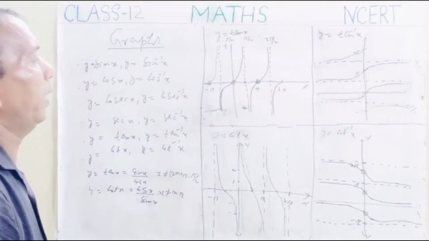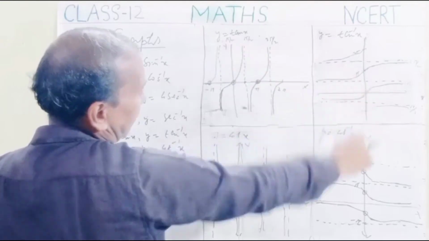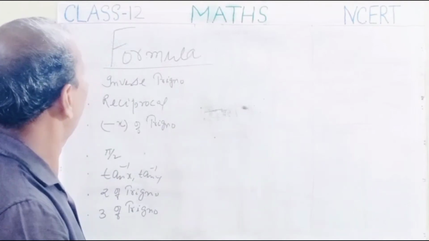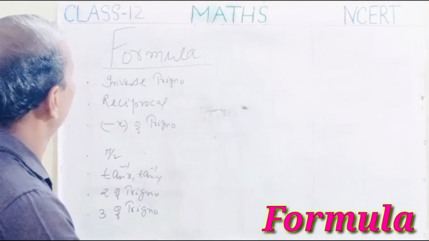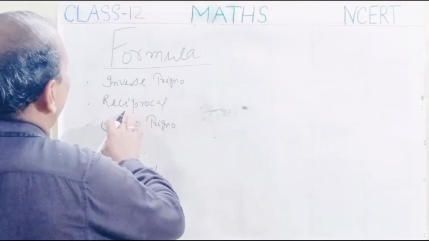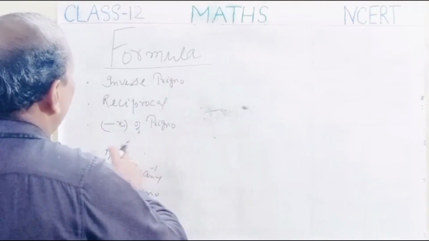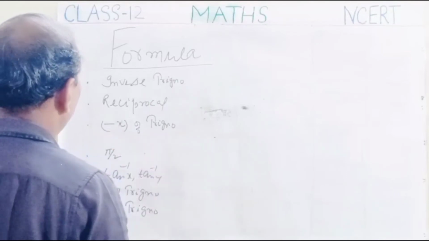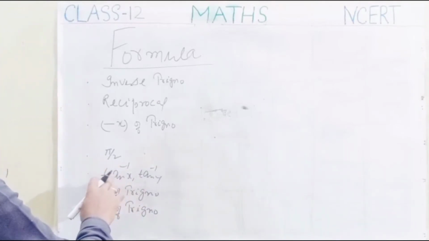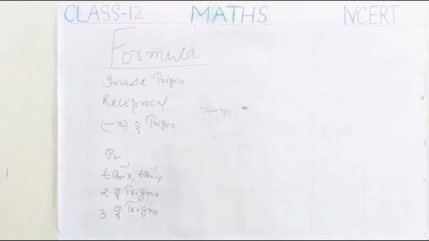One thing I want to explain is that the points which are parallel to these lines show that the point is at infinity. Now see the formulas of these trigonometrical functions. We'll discuss them one by one in groups. We'll see the inverse trigonometric functions, then the reciprocal, meaning 1 by x of the inverse, then the negative of x of that inverse, then the pi by 2 rule, then the relation between tan inverse x and tan inverse y, then 2 of inverse, then 3 of inverse.